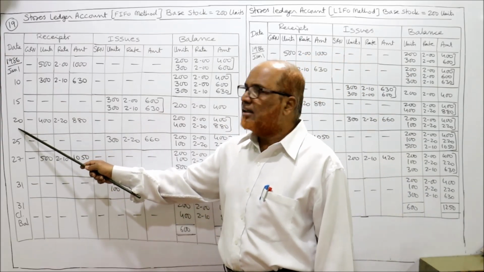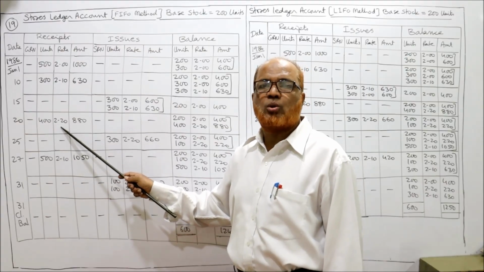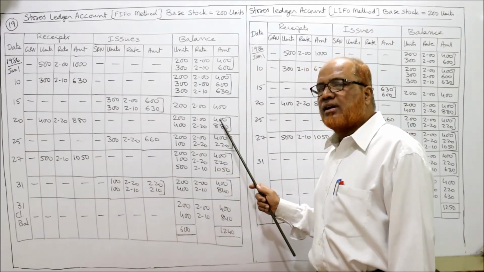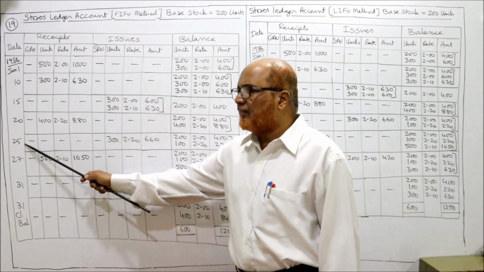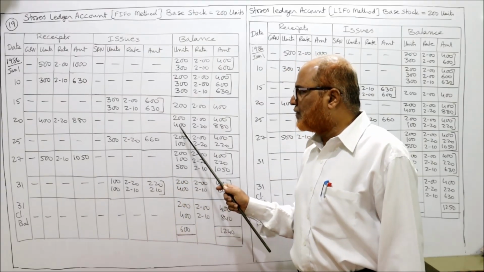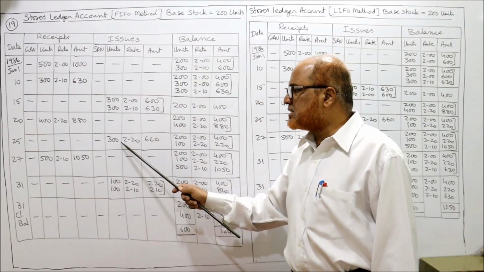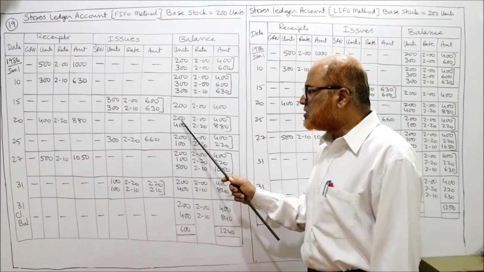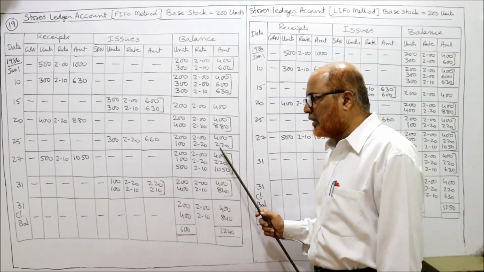On 20th January, there is a purchase of 400 units at 2 rupees 20 paise, 2.20. So 880 is the value of the purchase. Now the balance is 200 at 2 rupees, 400. This is the base stock. Plus the newly purchased 400 at 2.20, 880. Now on 25th there is an issue of 300 units, given in the problem. So this 300 will be issued from these 400, because the base stock we are not touching. So 400 minus 300 is 100. 2 rupees 20 paise, 660. This is the value of the issue. Now the balance: 200 base stock as it is, and 400 minus 300 is 100 units at 2.2, 220.